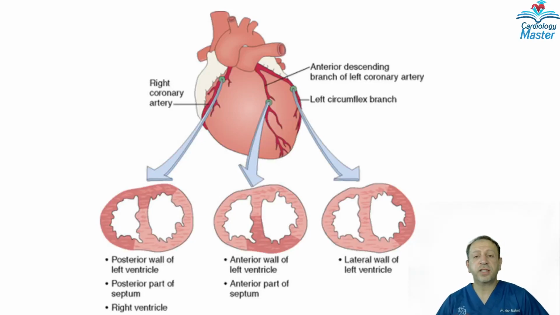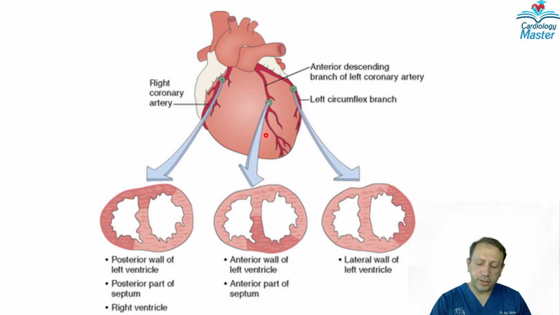The walls of the ventricles are supplied by three main coronary arteries: the left main coronary artery, which divides into the left anterior descending artery and the left circumflex artery, and the right coronary artery. This is the left anterior descending, and this is the left circumflex.